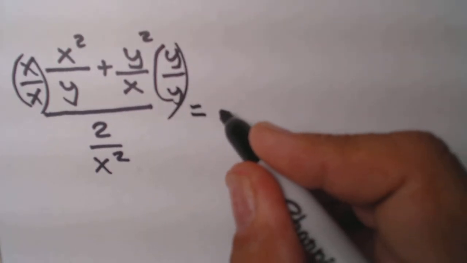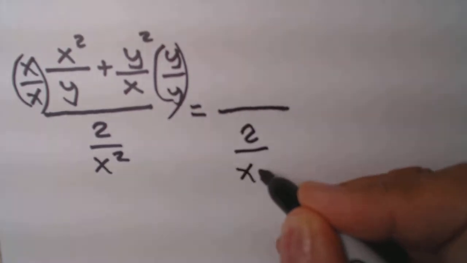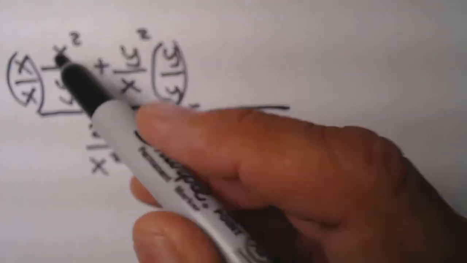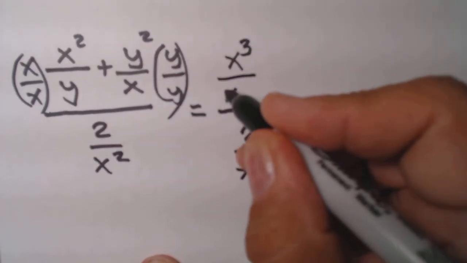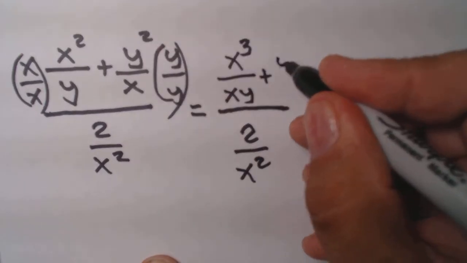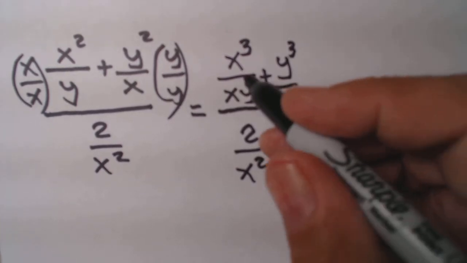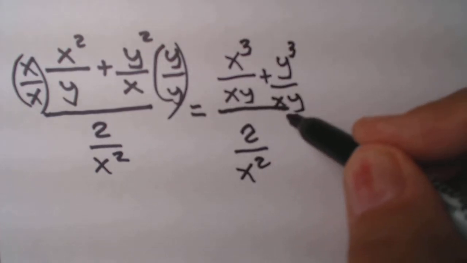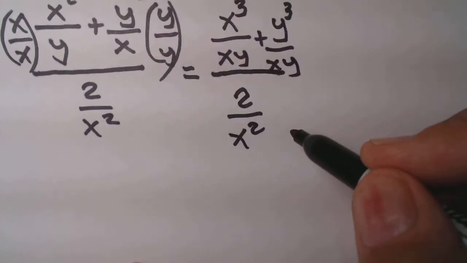Now, if I do that, then the 2 over x squared remains that way downstairs. But up above, I'm going to have x times x squared, which is going to give me x cubed over xy. And then I have plus y times y squared, which is y cubed, all over xy. Now remember, don't reduce these back down again. We wanted them to have a common denominator here so we could turn around and add them. That was our goal of what we're doing.